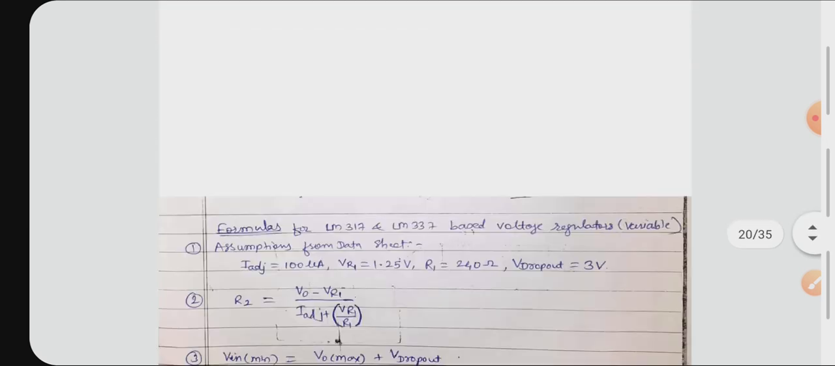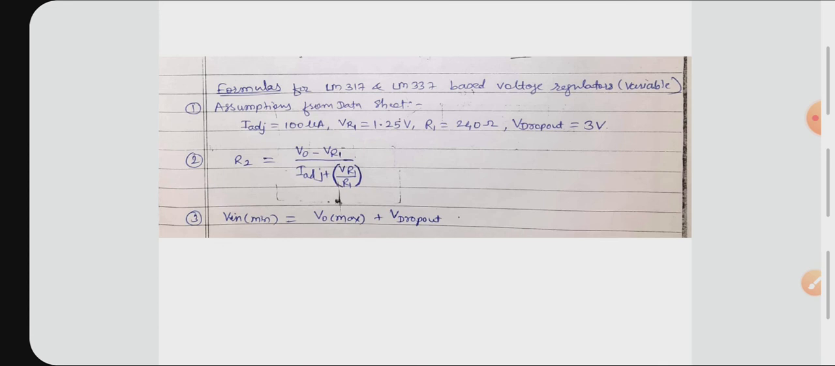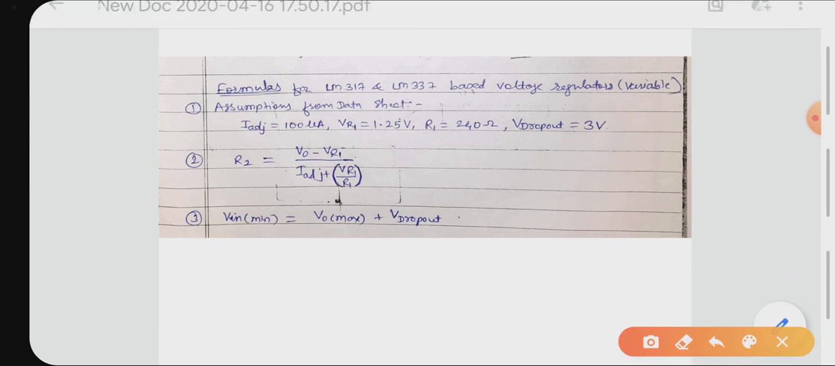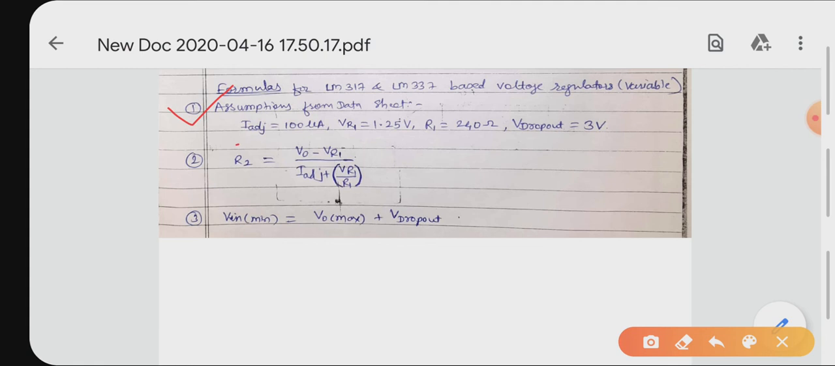Let us solve one problem based on this. Before going further, what formulas and values you should remember from the data sheet while solving problems based on 317 and 337. Some values are fixed. I adjust for 317, 337 is 100 microampere. VR1, the reference voltage, is 1.25 volt. R1 value is fixed at 240 ohm and dropout voltage is 3 volt. These four values you have to keep in mind: I adjust, VR1, R1 and V dropout, VD.